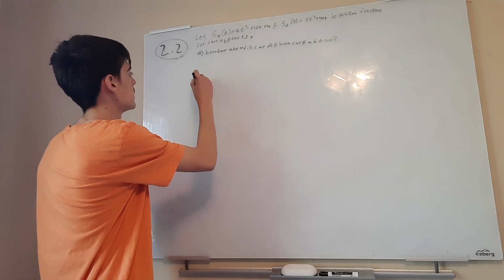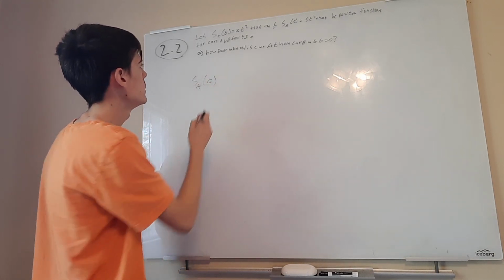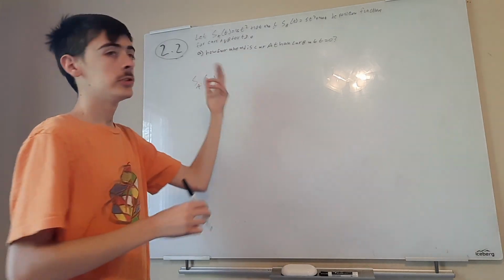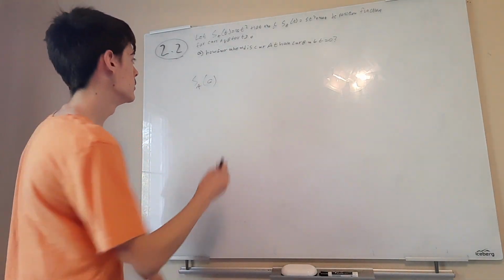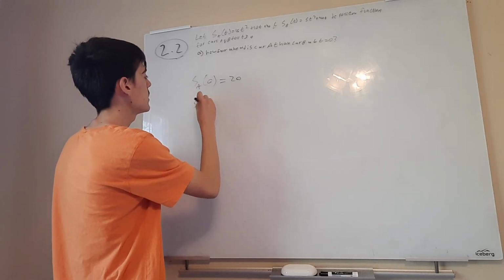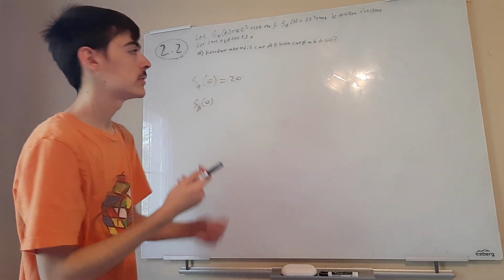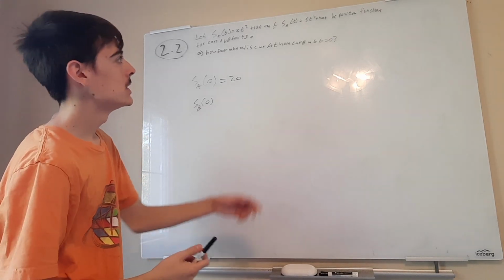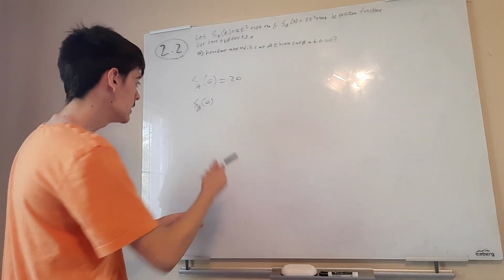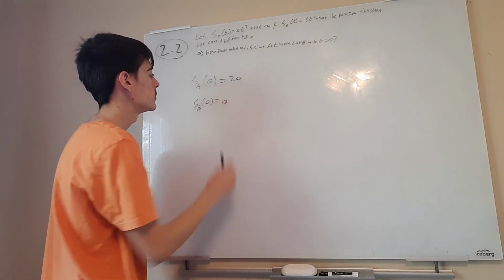So if we do s sub a of 0, our function is 15t squared plus 10t plus 20. All the terms that have a t are just going to turn into 0, so s sub a of 0 is going to equal 20. That same thing applies to s sub b of 0. If there's a t, that's going to turn to 0. So s sub b of t equals 5t squared plus 20. They all have t, so s sub b of 0 is going to equal 20.